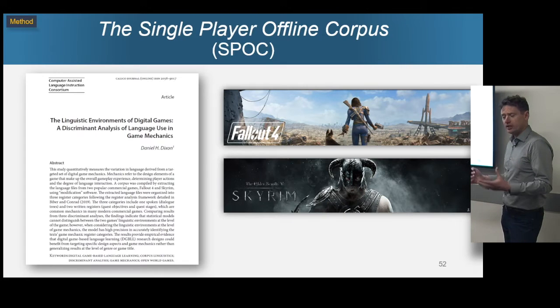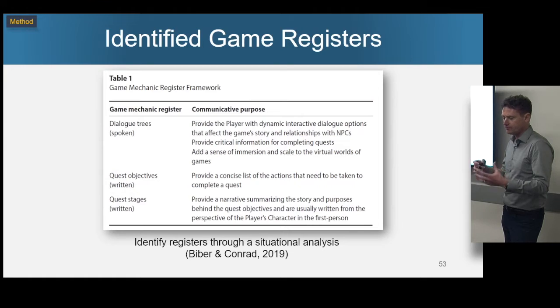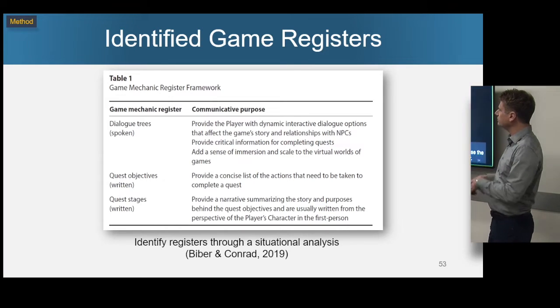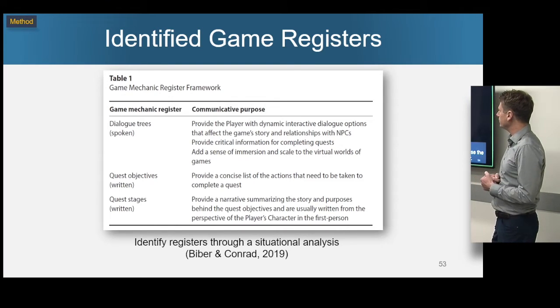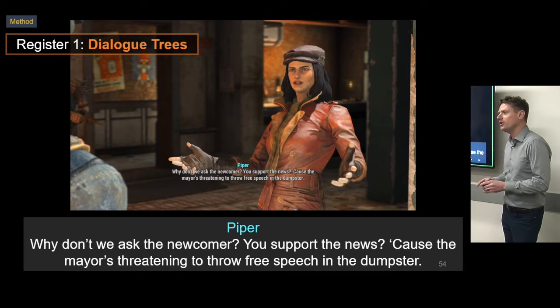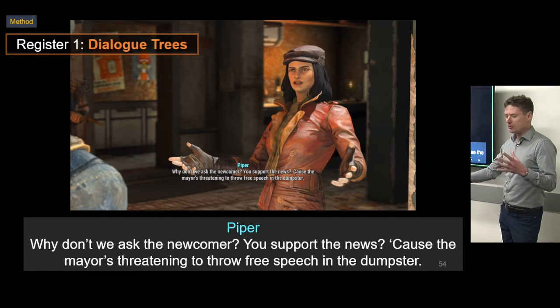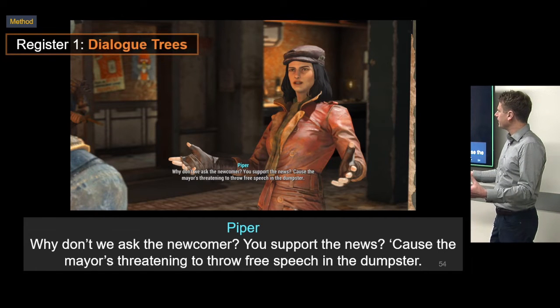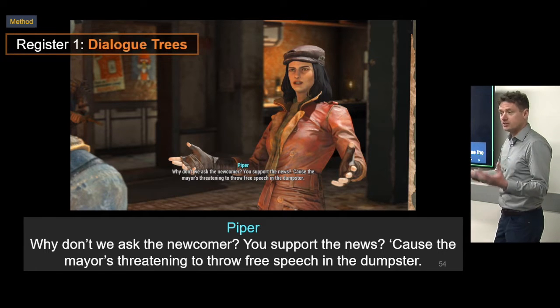So the first step is identifying the different game registers. For this one, I found three, which I call dialogue trees, quest objectives, and quest stages. I'll give you a brief example of these registers. This is a screenshot from Fallout 4, and if you've played this game, you know there are hundreds of automated characters within the game, right? Lots of automated characters around the world, and it has a really strong focus on telling a story.